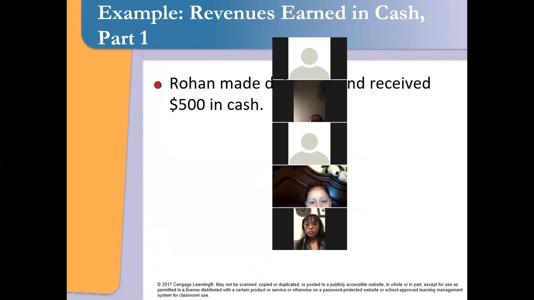Okay, here's another transaction. Rohan made deliveries and received $500 in cash. So before we talk about debits and credits, let's think about what actually happened. What did we get? What did we give up? He gave the deliveries and he got $500 in cash. So we got cash and we gave up deliveries. The cash would be the asset, the cash would be the debit and the delivery would be the credit. And so that delivery is what for us?